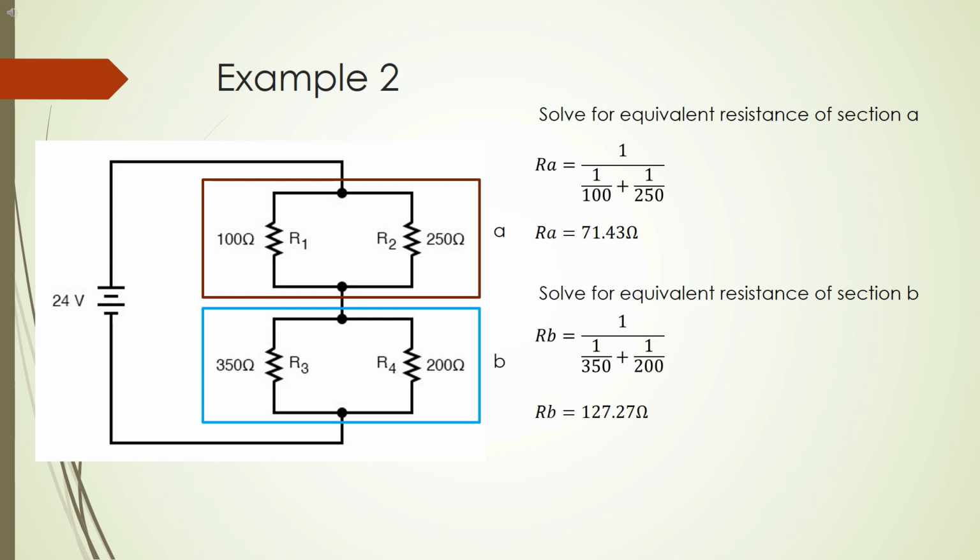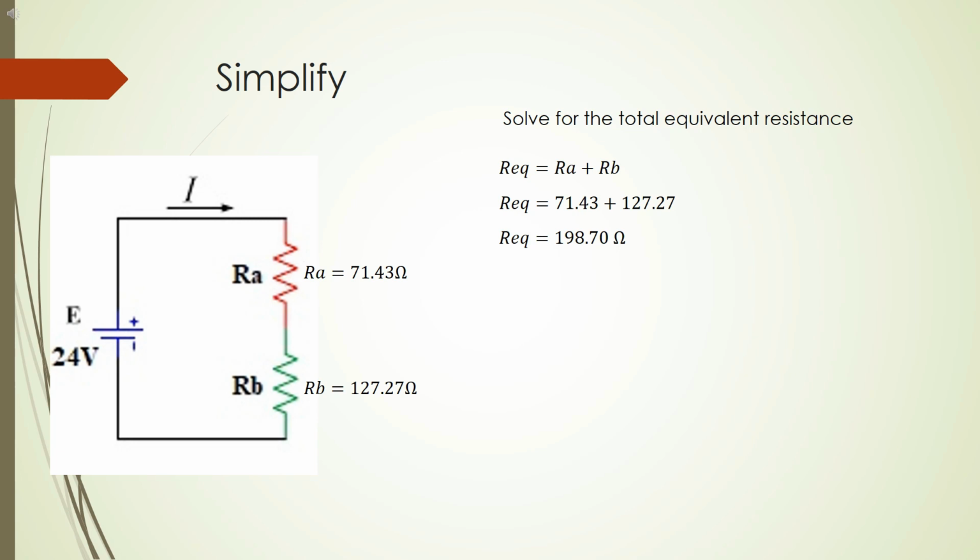Now to simplify sections A and B, we will be using formulas from a parallel combination. This gives us the equivalent resistance of section A as 71.43 ohms and the equivalent resistance of section B as 127.27 ohms. Now we have simplified the circuit as a series combination of RA and RB. To further simplify the circuit we will be using the formula from a series combination, which is the equivalent resistance to be the sum of the resistors connected in series.